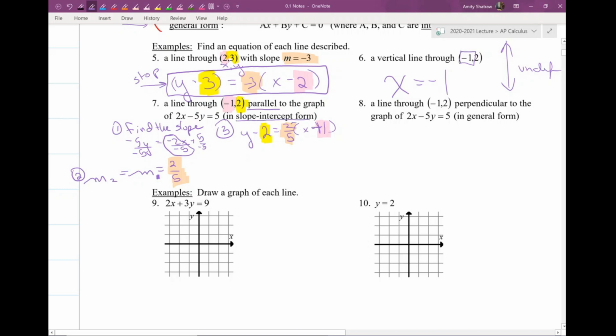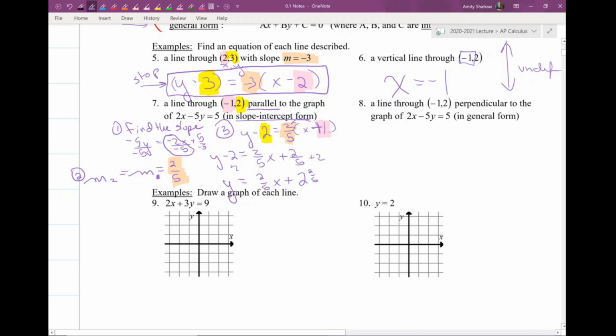I'm going to distribute, and then I'm going to add 2 to both sides. So I have y equals 2/5 x plus 2/5. And whoops, I'm sorry, it was y minus 2. And then I want to add 2 to both sides. Here we go, ready? Add 2 and add 2. And now I have y equals 2/5 x plus 2 and 2/5.